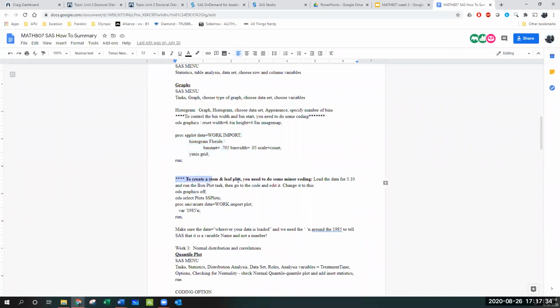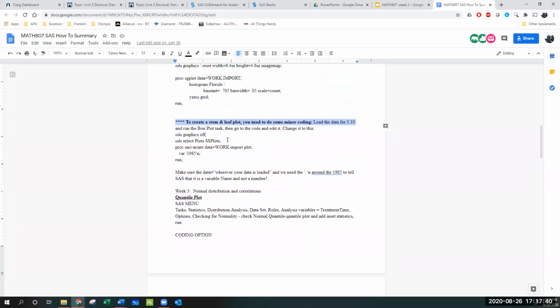And then here is how you create stem and leaf plots. It's the only way to do it. You basically have to turn the graphics off. So this is the code that you want to run to turn the graphics off. Obviously, if you copy and paste this in, you're going to have to change the name of where your data is if your data is not in work.import. Yours might be in work.import2, or you might have saved it in something completely different. So just change that, and then this will run it for variable 1995, and then you can go in there and change it for the other 2 variables.